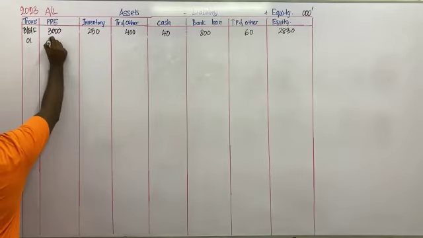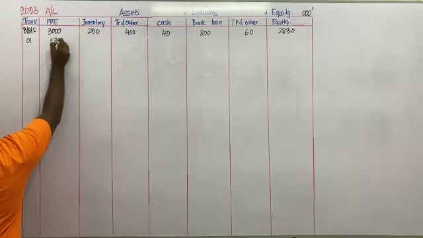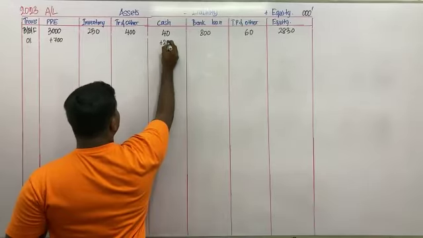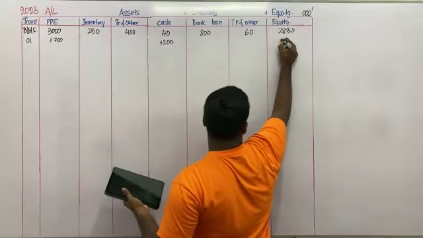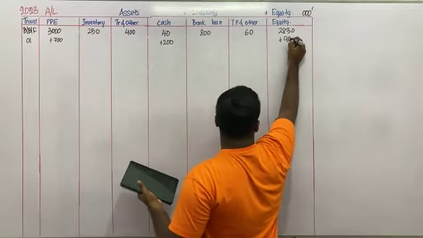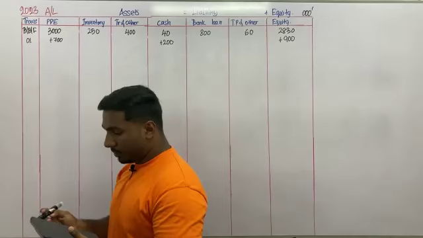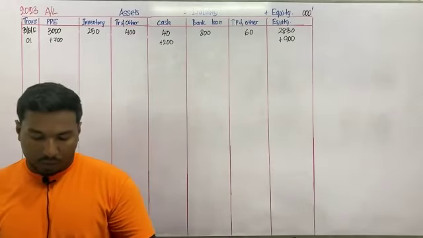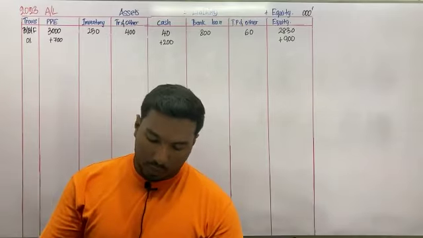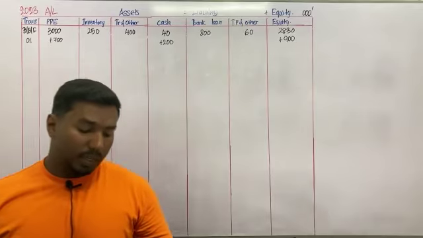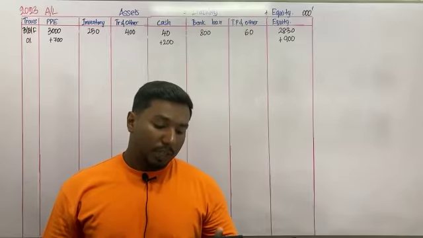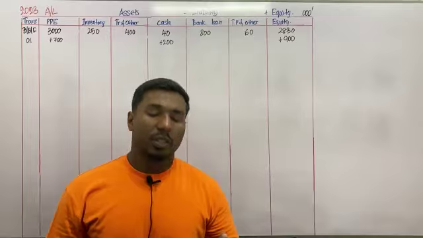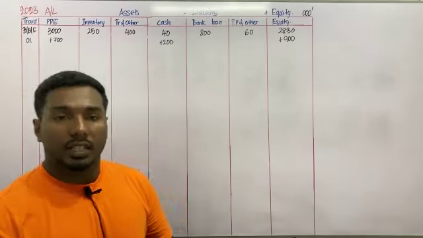So land is coming to the business worth of 700, cash worth of 200, together 900, which is invested by additional capital. Simple. The transaction number 2. Goods with a list price of 1,350,000 were purchased on credit and a trade discount of 50,000 was received in this respect.